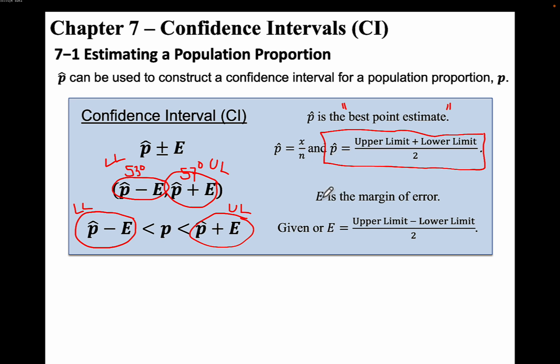The capital E represents the margin of error, and that'll sometimes be given to us, and sometimes we'll have to calculate it. If we have the confidence interval, we can work backwards to figure out which margin of error they used by taking the upper limit less the lower limit and divide that result by 2.